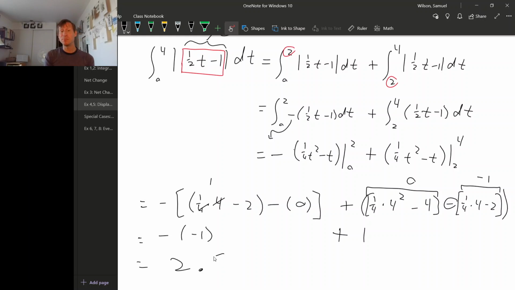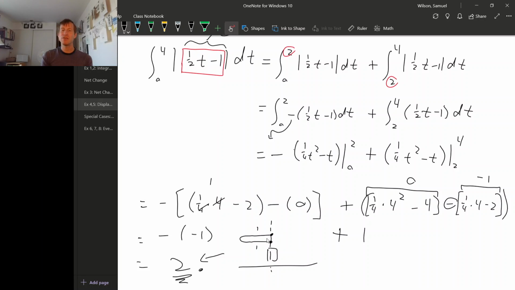So this came out to be positive, even though the object ended up at the same place it started, because the object must have, as it was sliding back and forth, started here, slid this way for a while, and then turned around and slid back. That must be what happened. So it slid 1 unit to the left, and then it slid 1 more unit back to the right. And so the displacement is 0, even though it traveled 2 units.